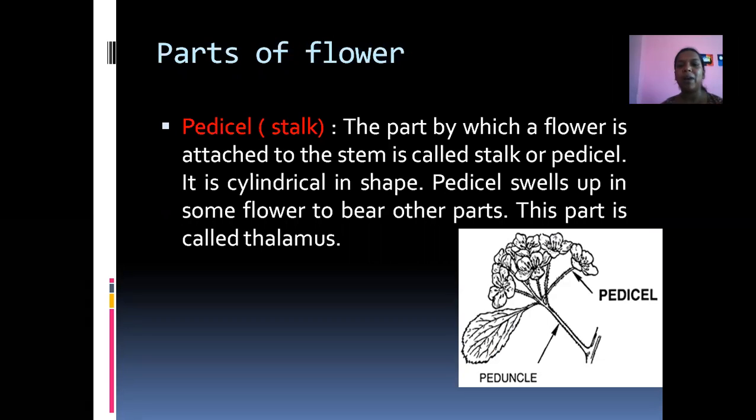Yes, let's start with the pedicel. The part by which the flower is attached to the stem is called the stalk or pedicel. It is cylindrical in shape. The pedicel swells up in some flowers to bear other parts. This part is called the thalamus. You can see the pedicel, the cylindrical structure that is attached to the stem, and the swollen part is also present, that is called the thalamus, in some flowers, not in all the flowers.